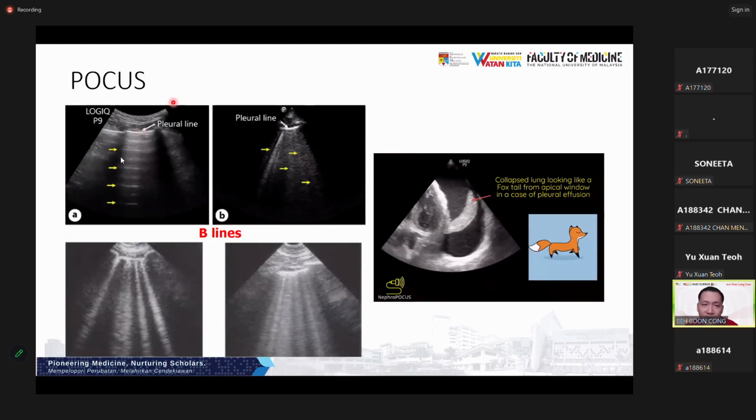Another assessment you can use, for those who went for the respiratory lectures before this, is that nowadays they can use ultrasound to assess the lung. If you have these B lines, they can tell you the patient has pulmonary edema. Normally you can see all the A lines, but this is all B lines. B lines are like lighthouse lines that you will see from the lung ultrasound. If you can do the lung ultrasound, sometimes you can also see pleural effusions.